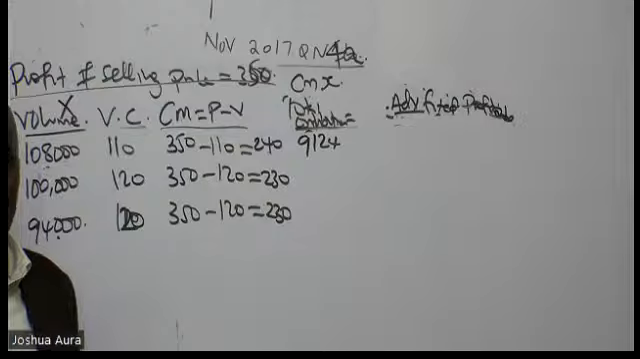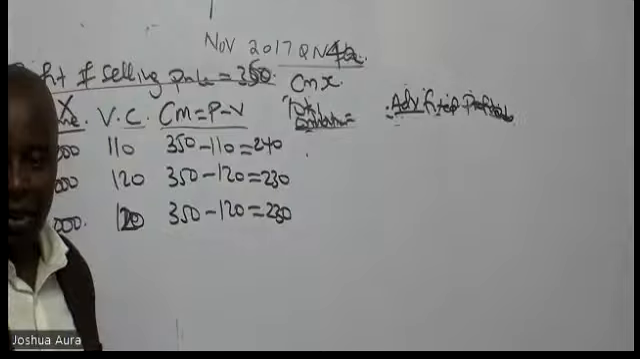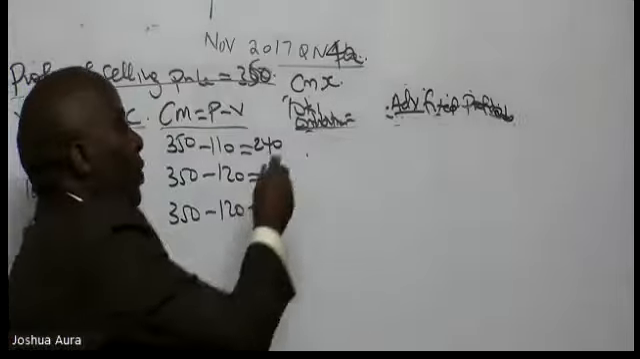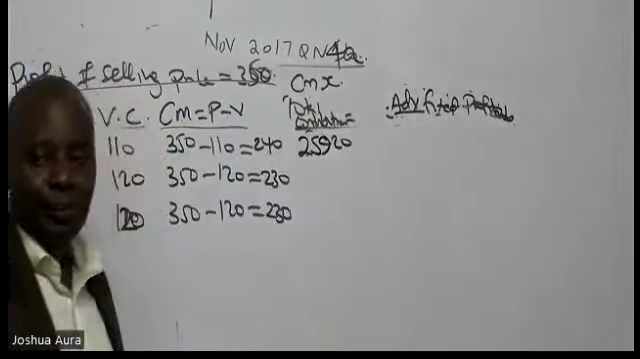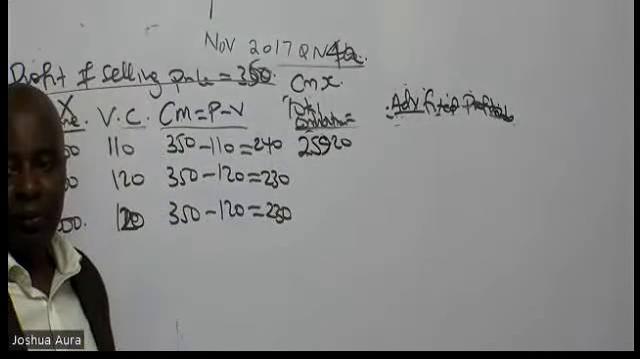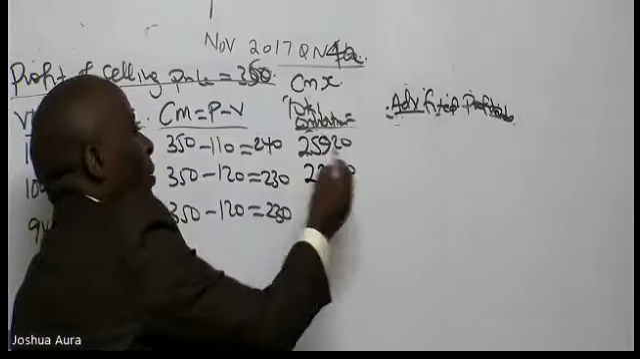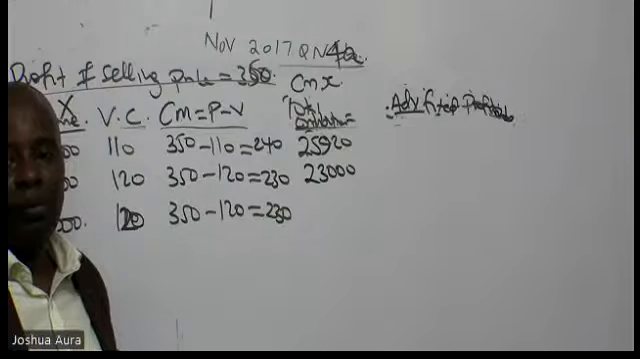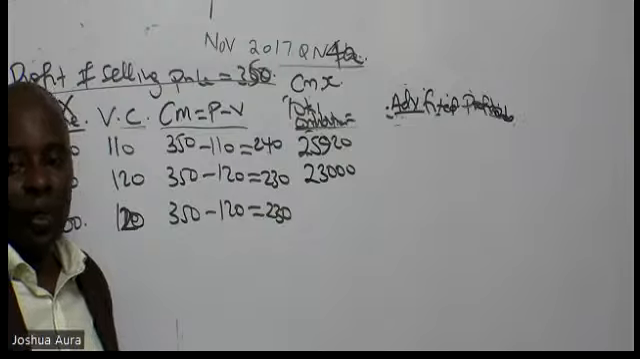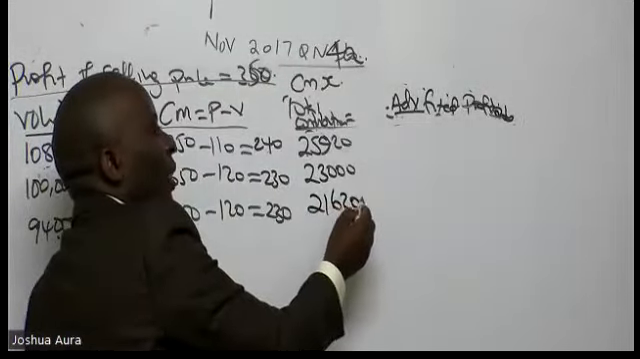Nope, that figure is not correct. The first one, I'm being reminded, is 25,920. The second one is 23,000. How about the third one? The third one is 21,620, like that.